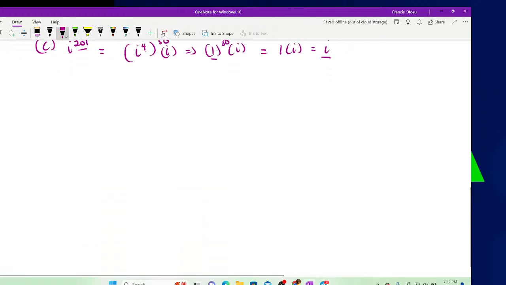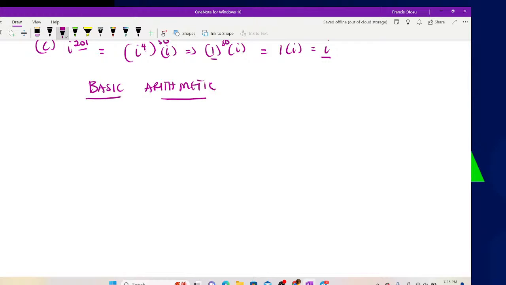At this point, let's delve into the basic arithmetic of complex numbers. For the basic arithmetic of complex numbers, we are going to consider addition, subtraction, then multiplication. Let's reserve the division until after we have done the conjugate of complex numbers. So I'll reserve that.